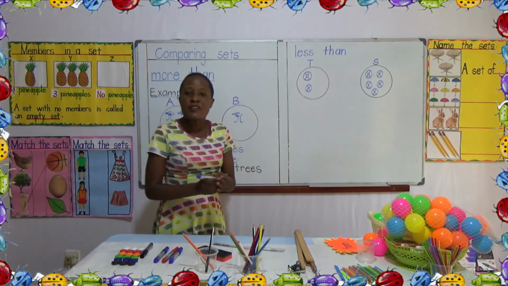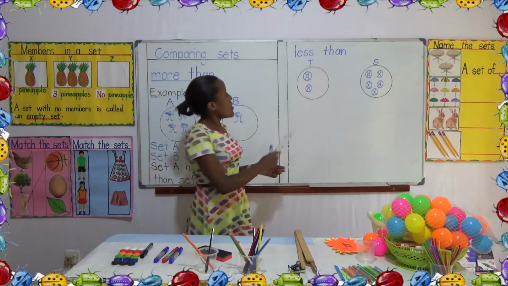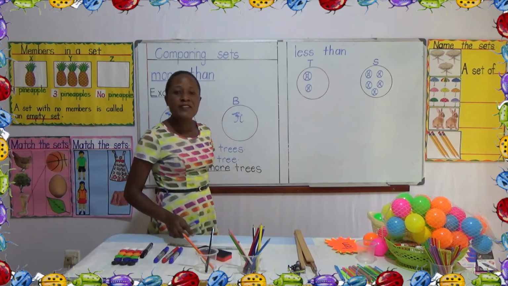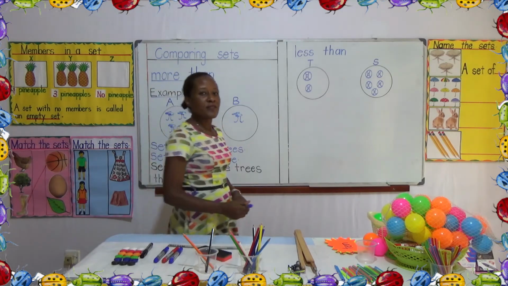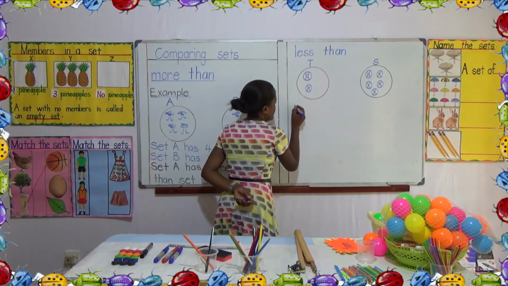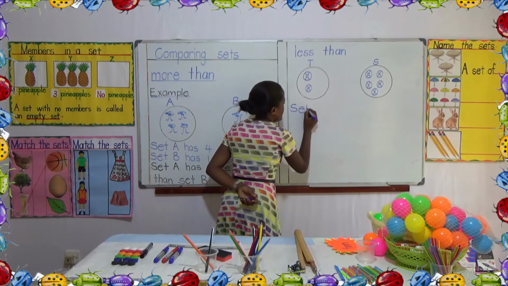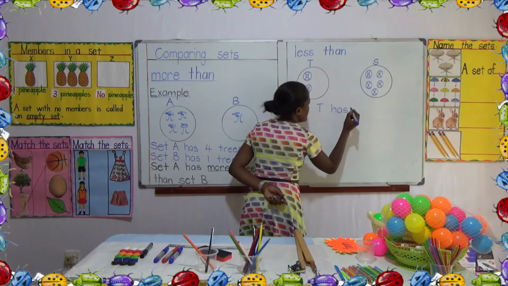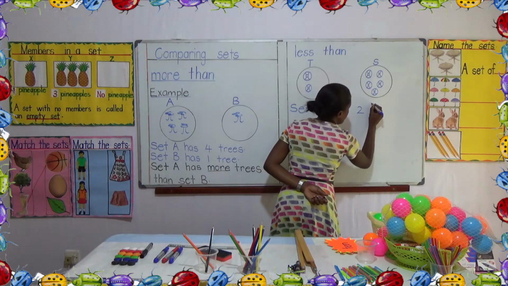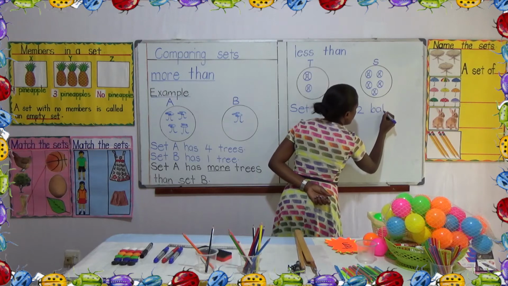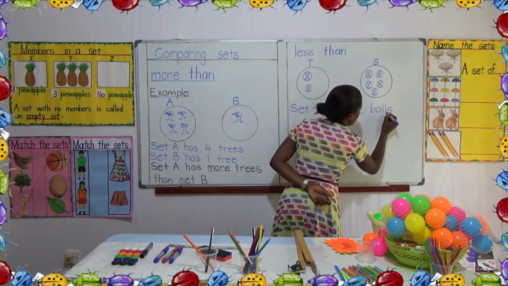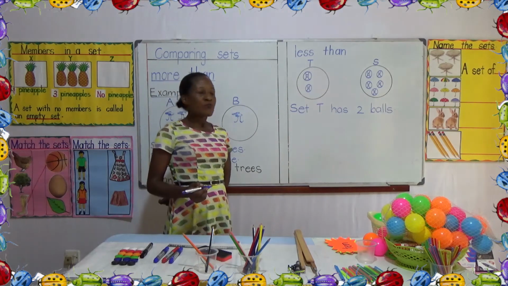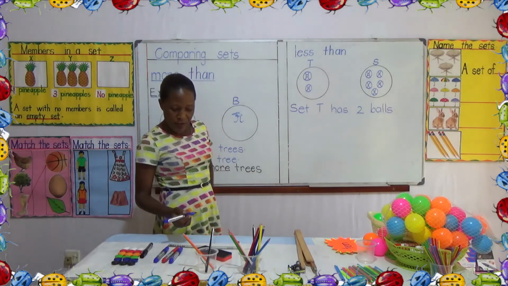Let's count the balls in each of the sets. Yes, we are looking at set T first. Let's count 1, 2. Set T has 2 balls. I will write that. Set T has 2 balls. What of set S? Let's count them together.